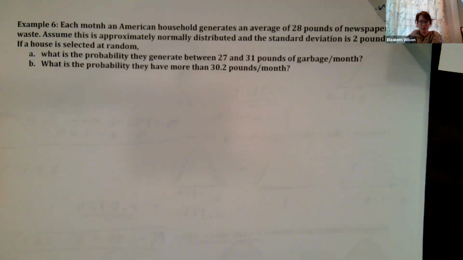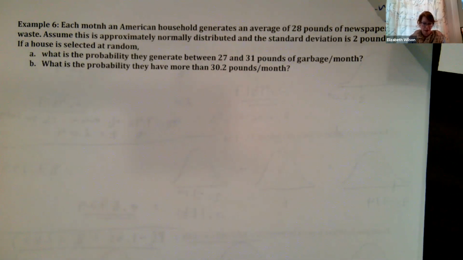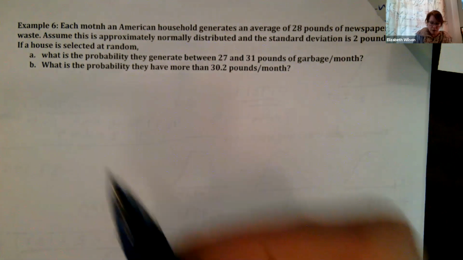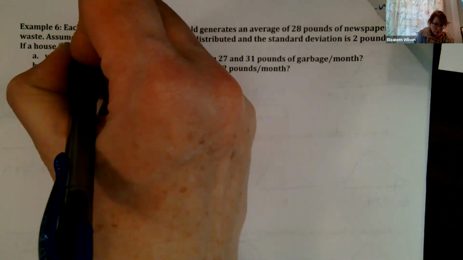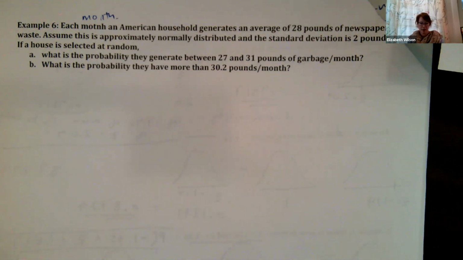Example 6. Example 6 says, each month, an American household, some of these are real data, some of these data are a few years old, generates an average of 28 pounds of newspaper waste. We're going to assume that the data for the amount of newspaper waste they're producing is normally distributed, and the standard deviation is 2 pounds.